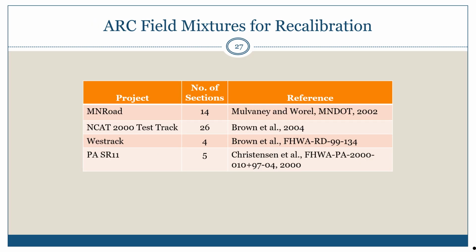This slide is a summary of the field sections used in the recalibration of the resistivity rutting model. There were 14 sections from the MnROAD project, 26 sections from the 2000 cycle of the NCAT test track, 4 sections from WesTrack, and 5 sections from Pennsylvania State Route 11.